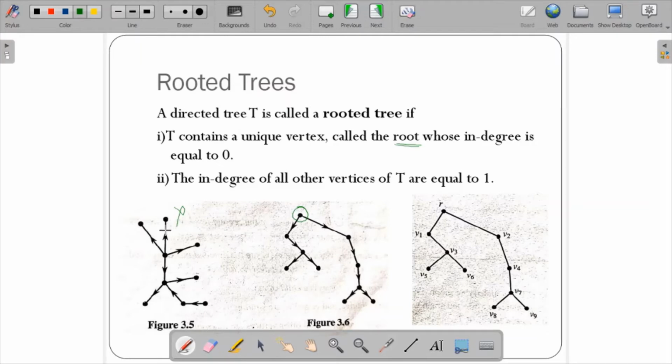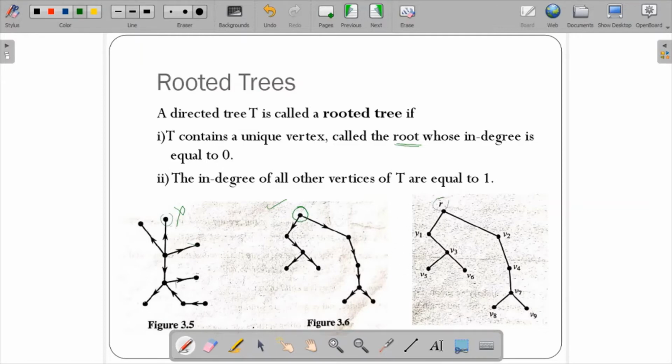Whereas over here, we can't consider any vertex as a root, because it has in-degree 1. Everywhere you try, it is again not a rooted tree. So this is an example of a rooted tree, and this is an example of a tree that is not rooted. And excluding the direction, this can be rewritten in this way.